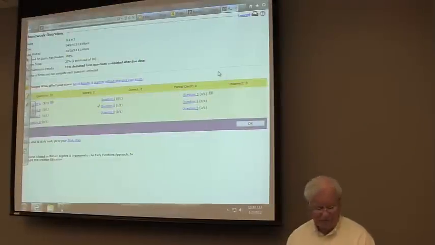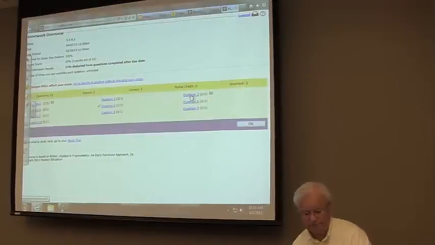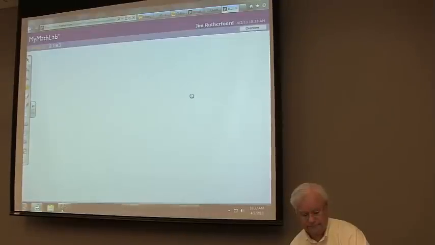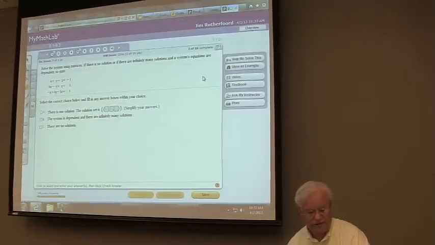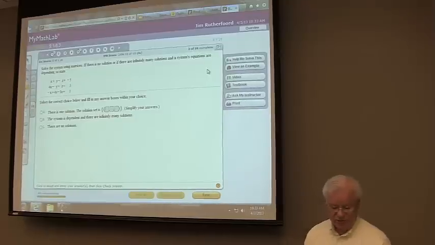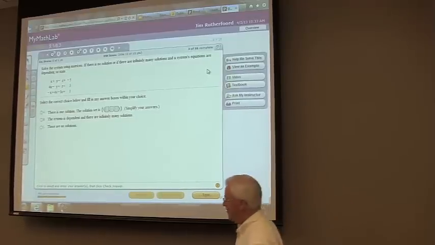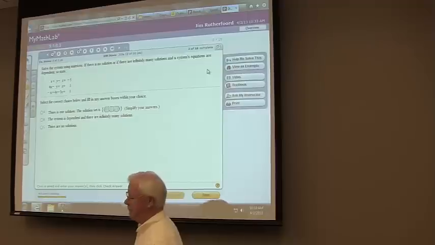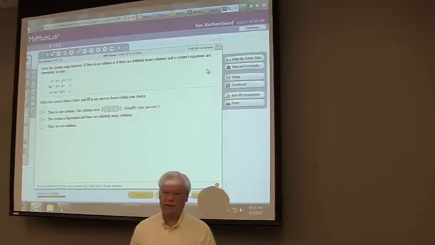Question 3. It says solve the system using matrices. So we have 3 simultaneous equations and we want to solve that using matrices. The first thing we want to do is put that in the calculator.